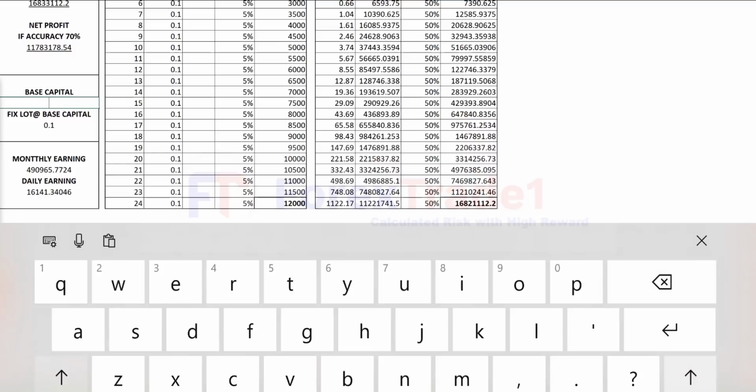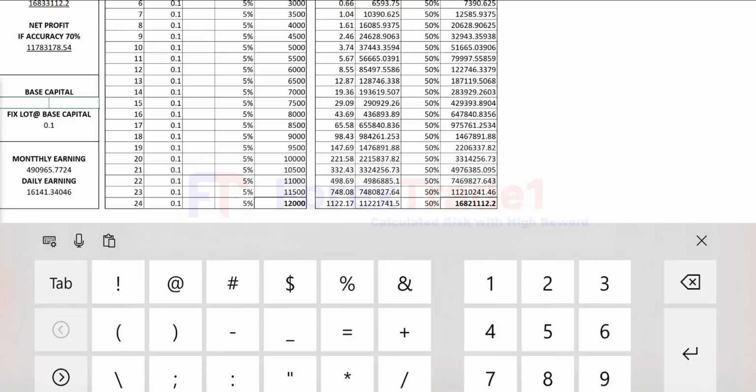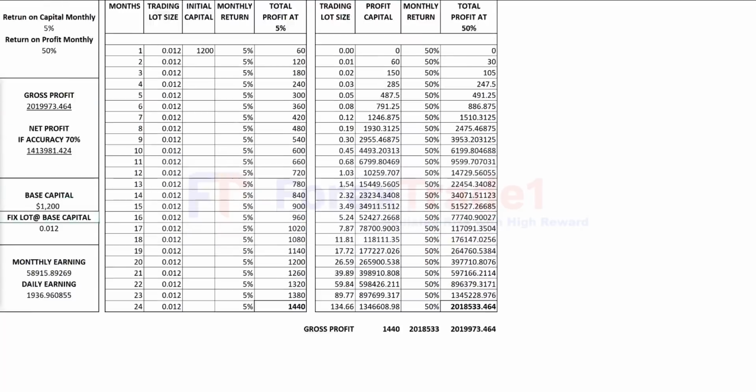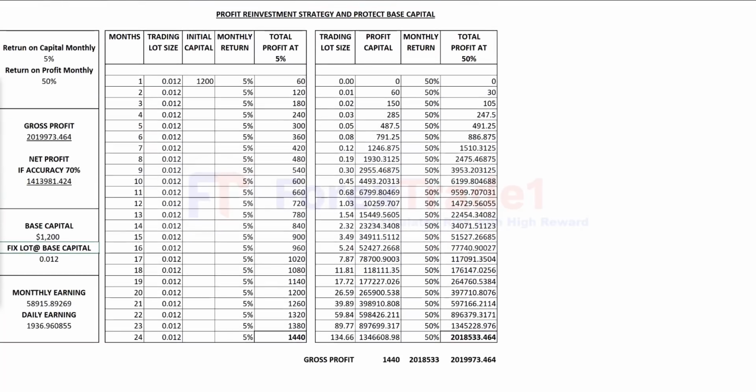If you start with $1,200, you can see that your lot size will be only 0.012, and your daily earning will be nearly $2,000, and your monthly earning will be $50,000 at the end of the 24 months.